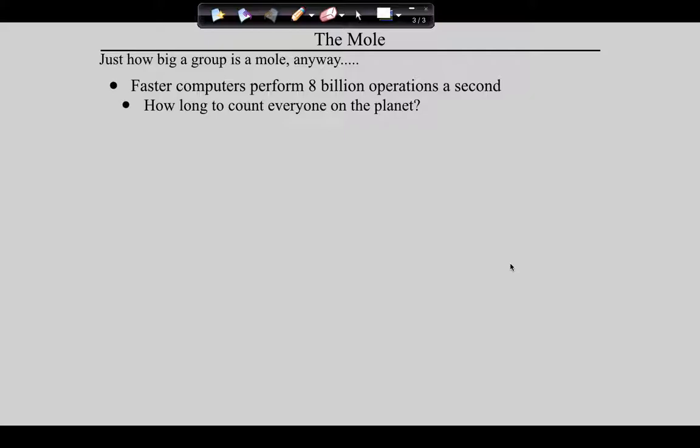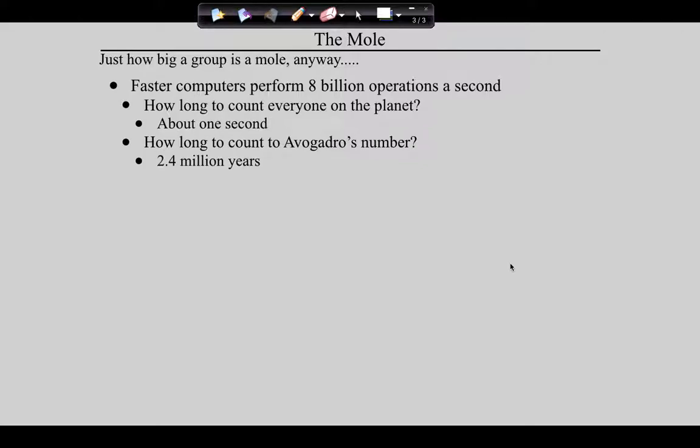Guys, how long would it take my computer to count to 602 septillion? And I don't ask rhetorically. How long? A day? A minute? An hour? How long? Take a guess. 5 minutes? A lifetime? Guys, you don't even have a sense of scale. You ready? 2.4 million years.